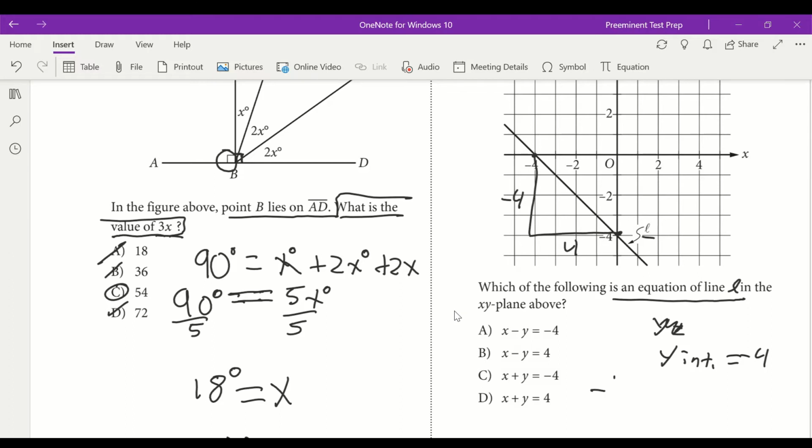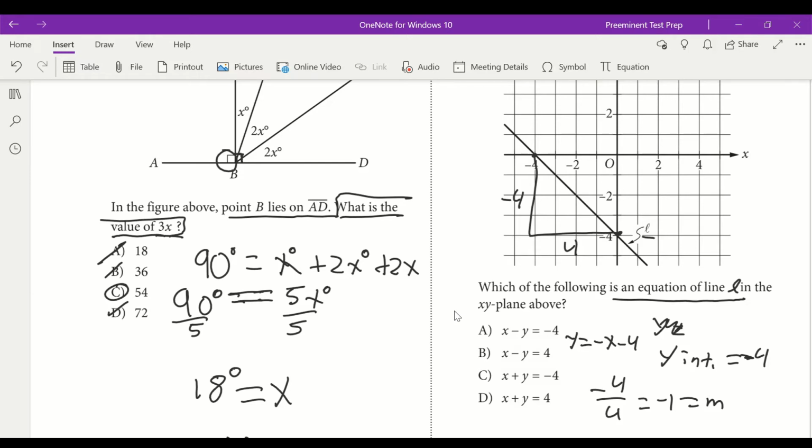So our rise is negative 4 and our run is 4, which means our slope is negative 1. Okay, so our equation is going to be y equals negative x minus 4, right? So now we just got to find which equation matches.